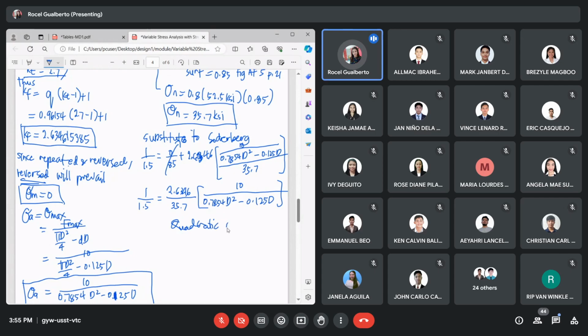So, ilalagay niyo po dito ano yung quadratic equation natin. Halimbawa, 0.7854 d squared minus 0.125 d minus ganon equal to 0. So, that is our quadratic equation. Okay, so you try to simplify. And then, by quadratic formula, yan, alin po yung quadratic formula? Yung negative b plus minus square root of b squared minus 4ac all over 2a will obtain the value of the diameter.